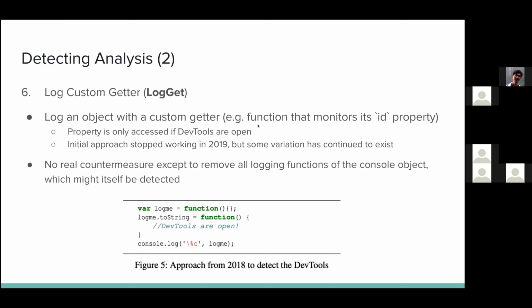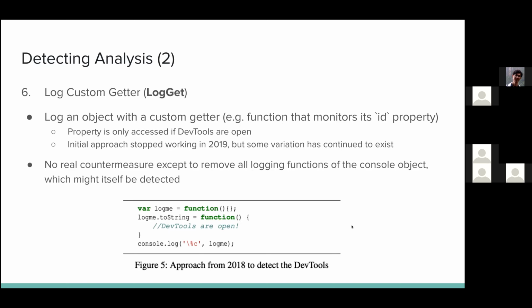Another variation that was listed is to create a function that monitors its ID property, because once developer tools is open, it will try to access the IDs of every object in the code, and then that function will be called. This particular technique is difficult to overcome because there's no real countermeasure unless you remove all logging functions of the console object, or redefine log to something else, but this is also invasive. And if the malicious script is advanced enough, it can detect that I'm trying to redefine console log.